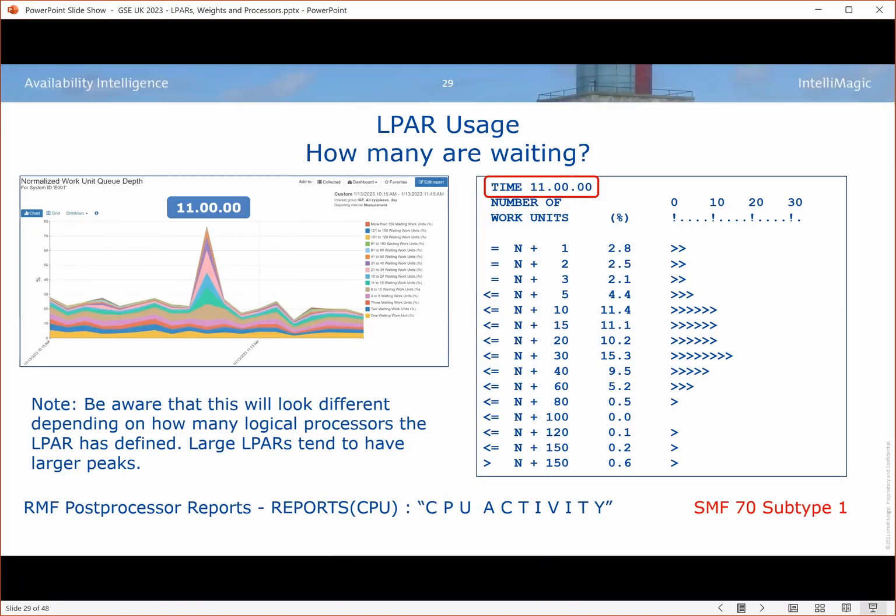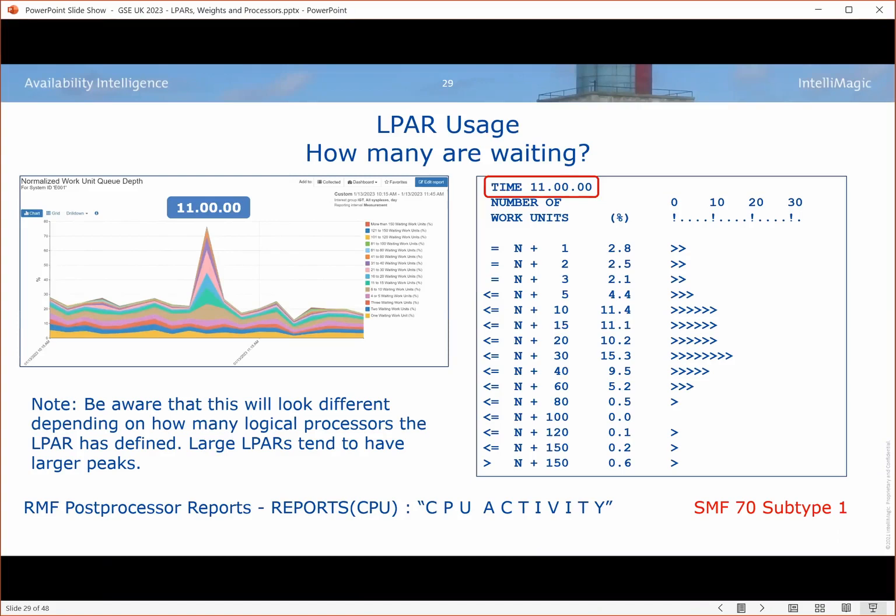On the right-hand side, you see what we see in RMF. We see the buckets, and we can see, for example, the bucket N plus 10 up to N plus 30. That's where the bulk of our work units are sitting and waiting. This is typical for peaks. You'll see that things are waiting to be dispatched. And the question is, how bad is it?